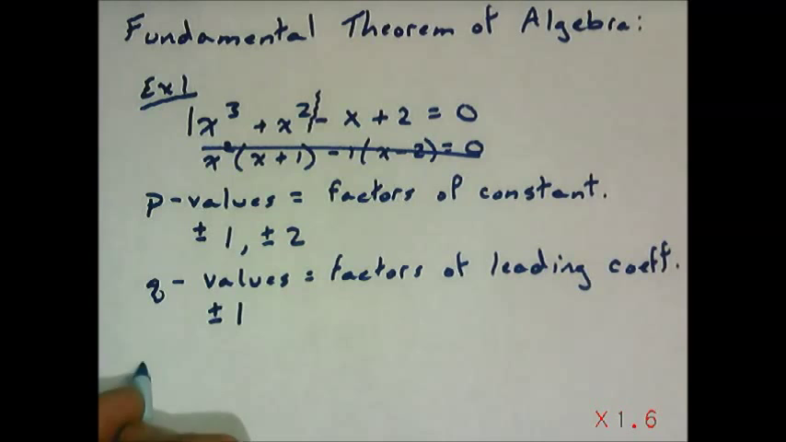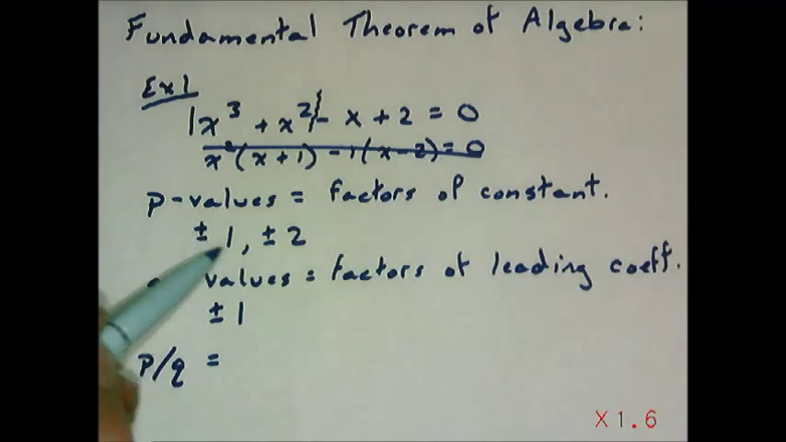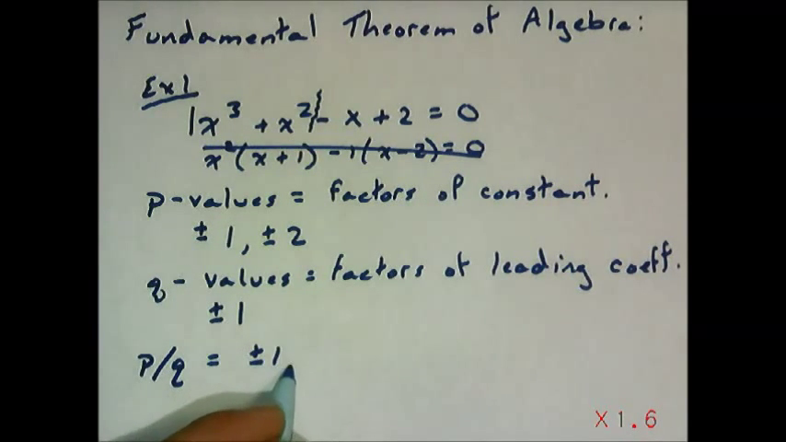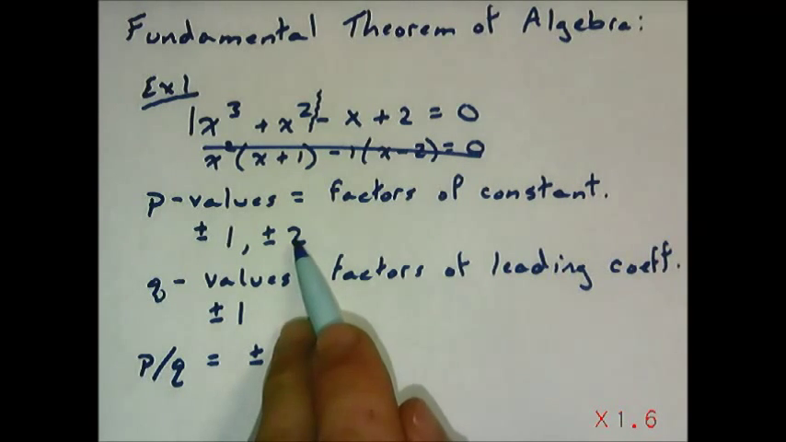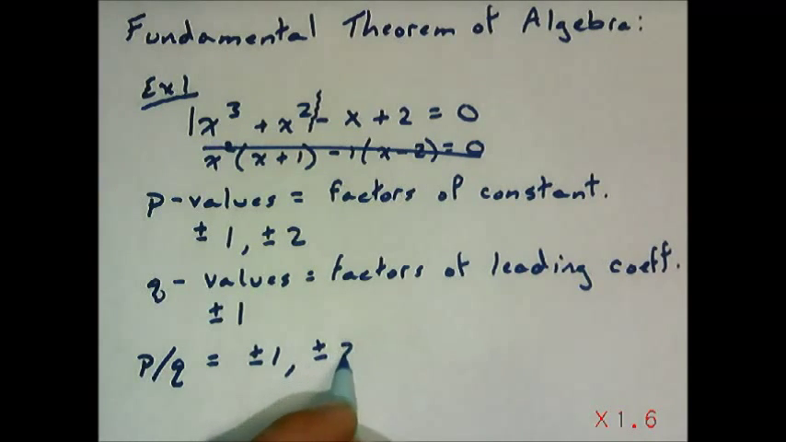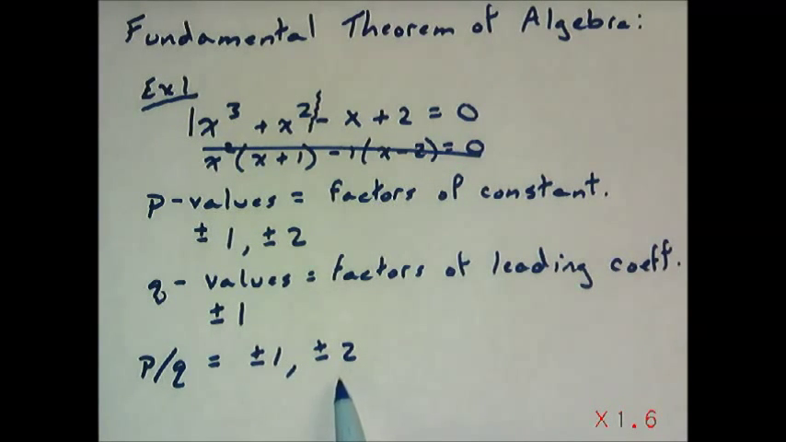Now what we're going to do is take the p-values, so the factors of the constant, and divide them by the q-values, or the factors of the leading coefficient. If I take plus or minus 1 and divide it by a positive or negative 1, I'll end up with a positive or negative 1. Same thing with a 2. If I take positive or negative 2 and divide it by positive or negative 1, I'll end up with positive or negative 2. What the fundamental theorem of algebra tells us is that if this has rational roots, then one of them will be a p divided by q.